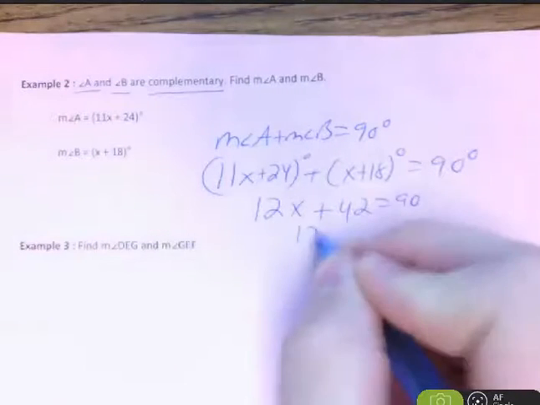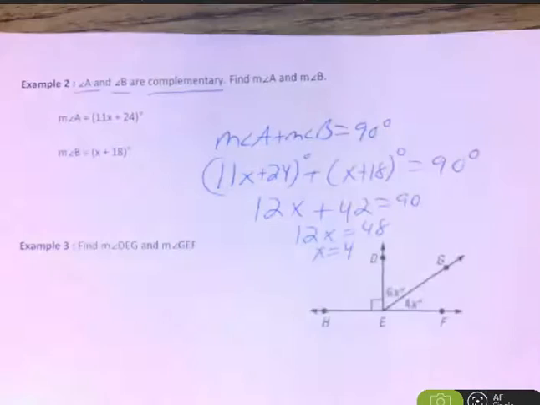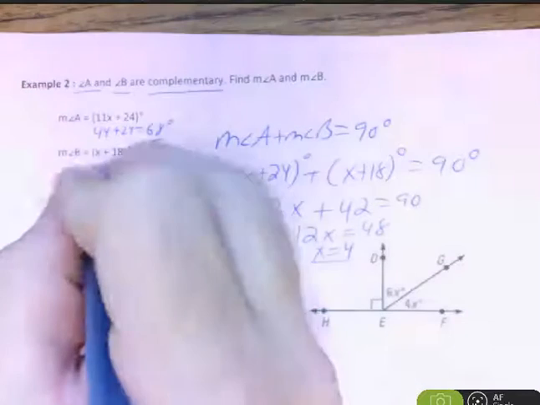So I'll get the 42 out of there. That's 48. It looks like x is 4. So x is 4. Let's put it back in and check. That would be 44 plus 24, which is 68. This would be 4 plus 18, which is 22.